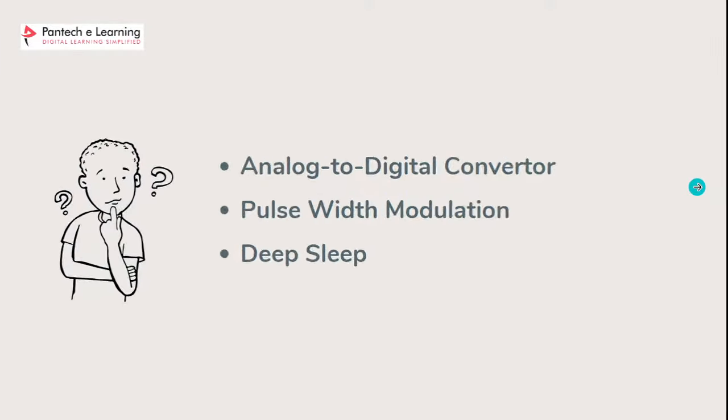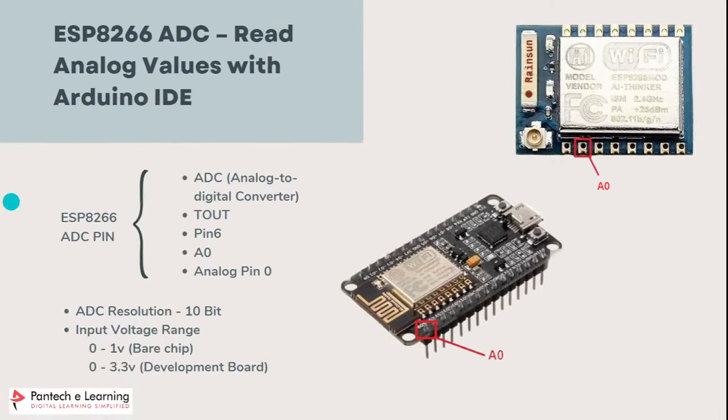So what is the first one? ADC is the first one. In ESP8266-12E, there is only one ADC pin. If you notice your board, you can see that there is only one pin, called A0, which is easily accessible. That means the board can read analog signals. When referring to the ESP8266 ADC pin, you will often hear different terms like ADC, T out, pin number 6, A0, analog pin number 0. You can call it by any one of the names.